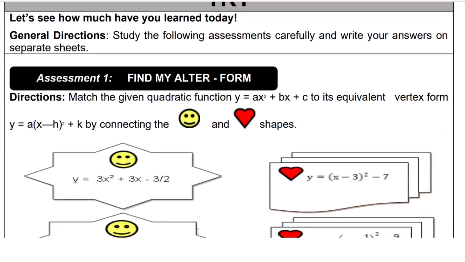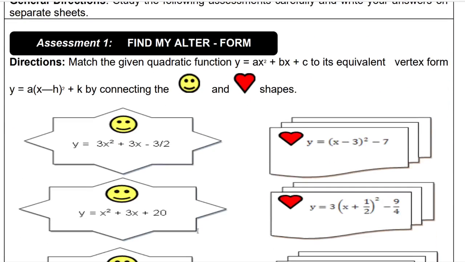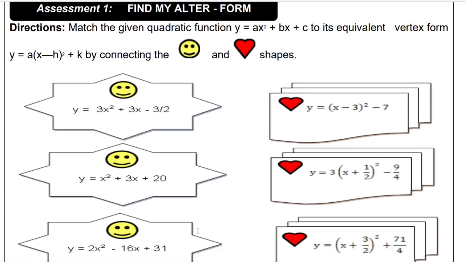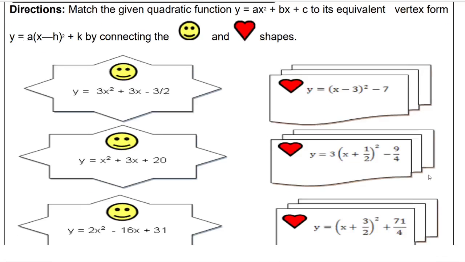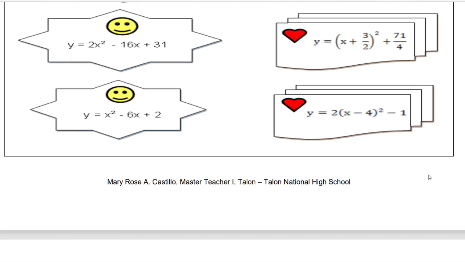So assessment 1, you just match the given quadratic function to its equivalent vertex form by connecting the smiley and heart shapes. Okay, so just connect. Like for example, if the answer here is this one, we just connect the two. Okay, we just connect the two, the smiley and the heart.